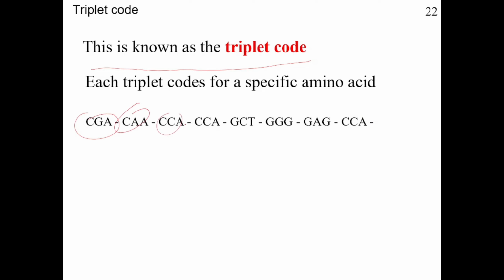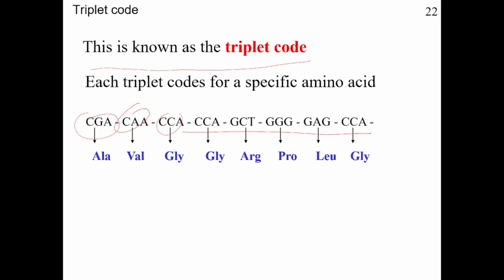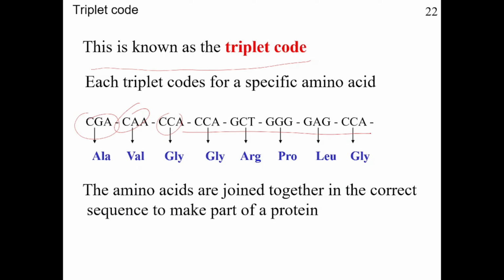Each triplet codes for a specific amino acid, like CGA codes for alanine, and others code for valine, glycine, arginine. The amino acids are joined together in the correct sequence to make a part of a protein. This protein is a long chain of amino acids, a polypeptide chain. They are bound with peptide bonds and a protein is formed.